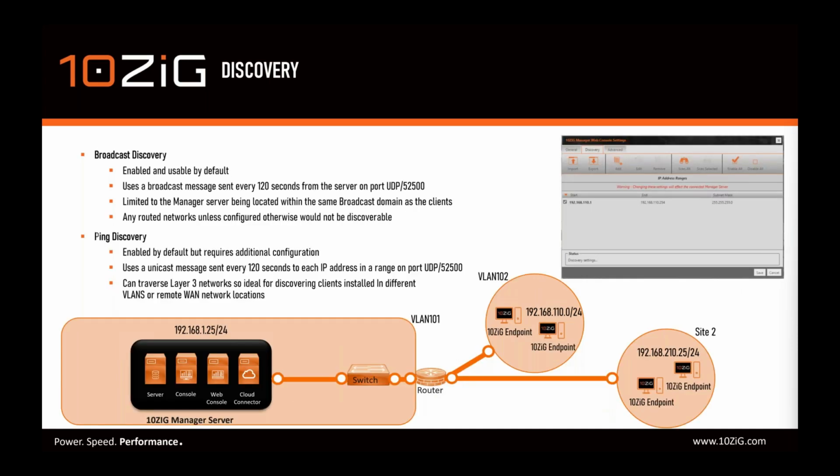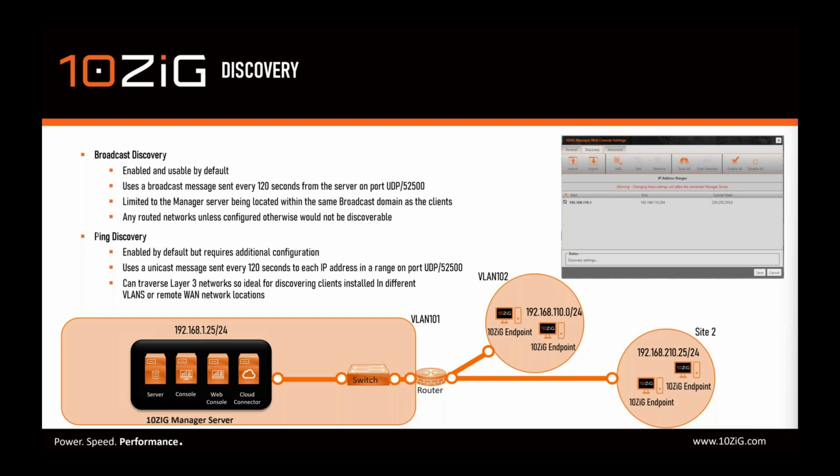The next discovery method is ping discovery, and again this is enabled by default. Unfortunately though, this does require some additional configuration to operate. In a similar way, it sends a packet or message from the Manager server to locate any clients that are deployed. It does it on the same timer, every 120 seconds, and it will send a unicast message to every IP address in a network address range that you've configured, to the same port UDP 52500.